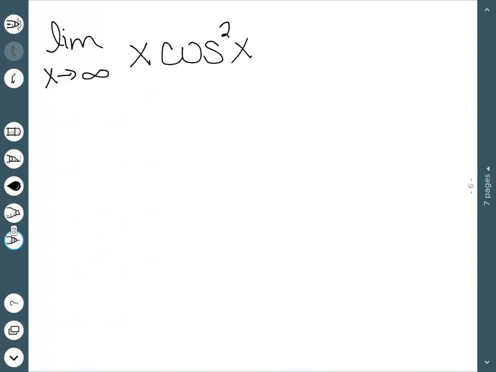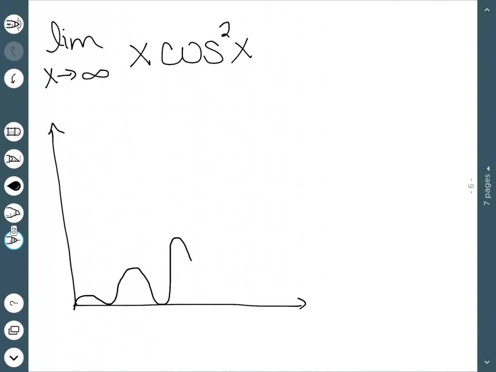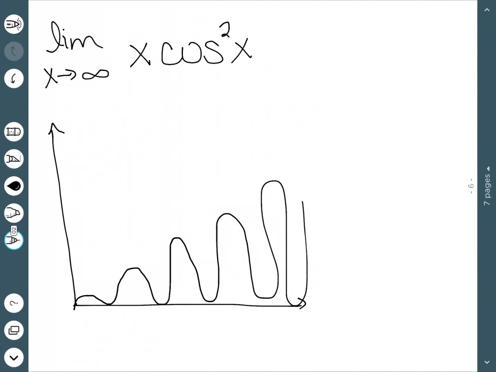Now let's look at the limit as x approaches infinity of x cosine squared x. And this graph is a little strange because essentially cosine squared is going to keep us positive all the time, but as x gets bigger, this thing gets taller and taller. So in this case, once again, our limit does not exist because we don't approach a single number. Instead, we're going to be oscillating indefinitely.